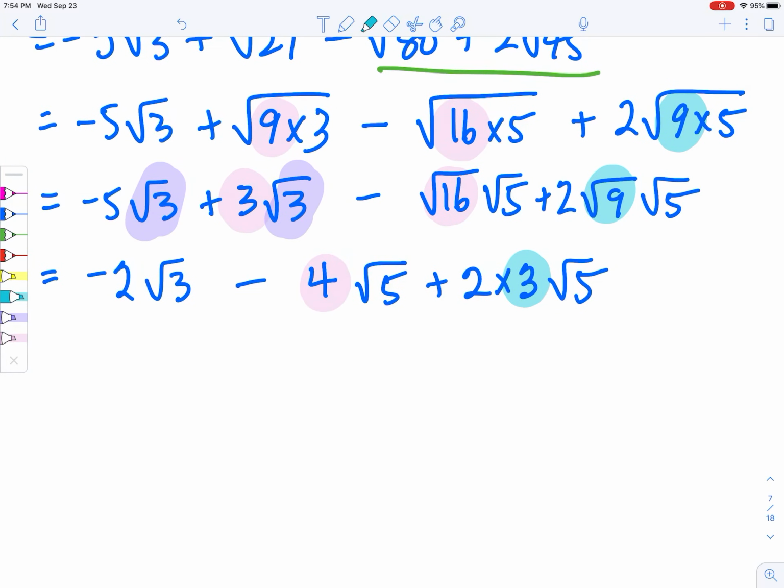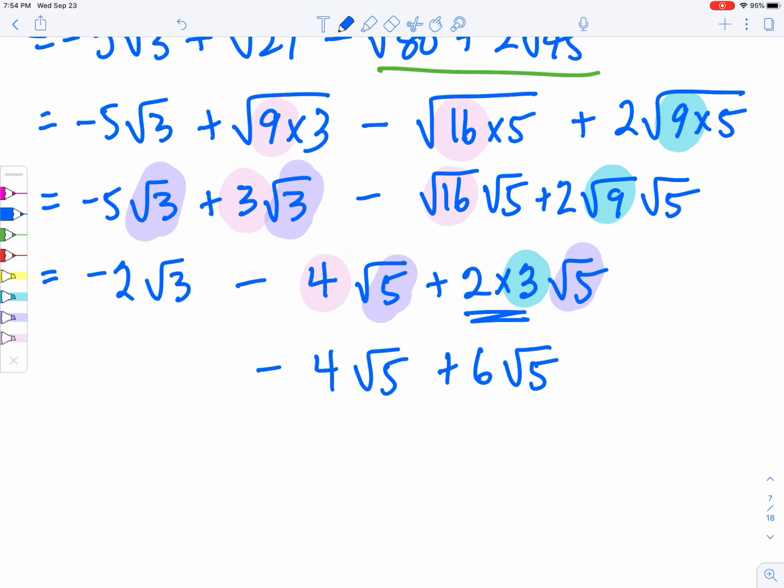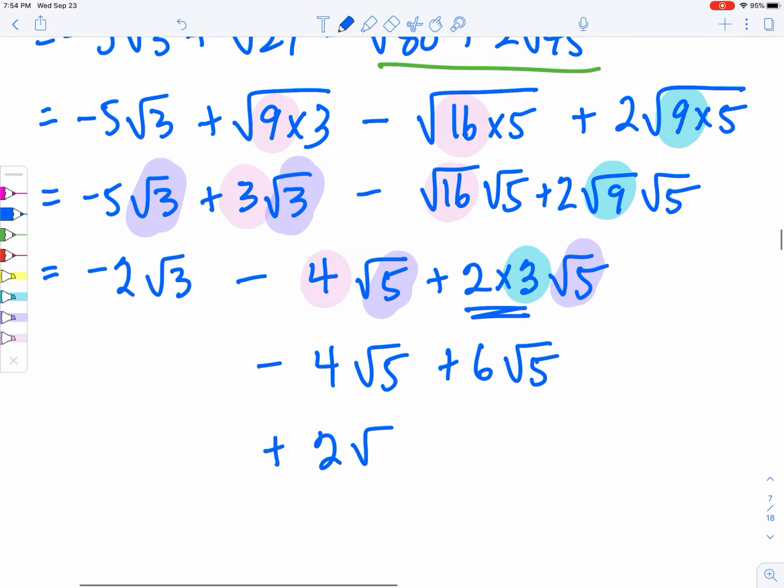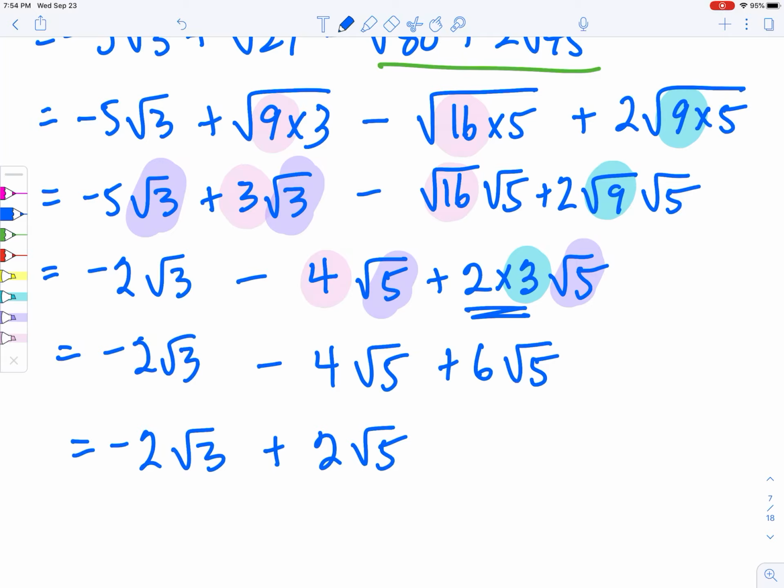And even though the guts match here now, I still have to multiply 2 times 3 to get my 6 root 5 first. So the first thing I did was I multiplied that, and I know I have a minus 4 root 5. So minus 4 root 5s plus 6 root 5s gives me plus 2 root 5s. And at the beginning, we still had the minus 2 root 3s.